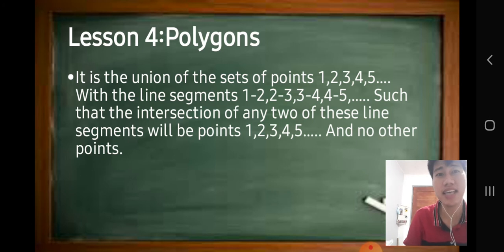Next lesson is polygons. When we say polygon, it is the union of the set of points 1, 2, 3, 4, 5, and so on, with the line segments 1 to 2, 2 to 3, 3 to 4, 4 to 5, and so on, such that the intersection of any two of these line segments will be points 1, 2, 3, 4, 5, and no other points. That is the definition of a polygon.